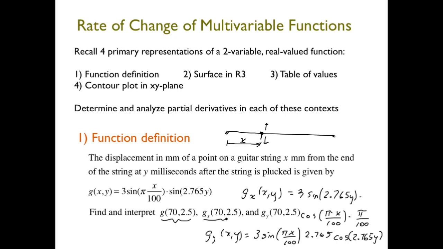So let's split up. If your last name is from A to G, I want you to find the function value. If your last name is from H to N, H to P, find the partial with respect to x at 70, 2.5. And if you're R to Z, last names, find the partial with respect to y. So everyone's going to just do one of those, and then you can share answers. So we want to get actual numbers now, actual values. But just do one, and then share.